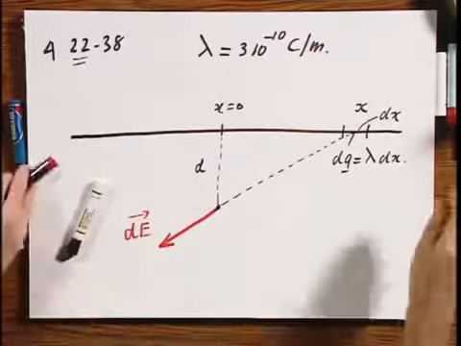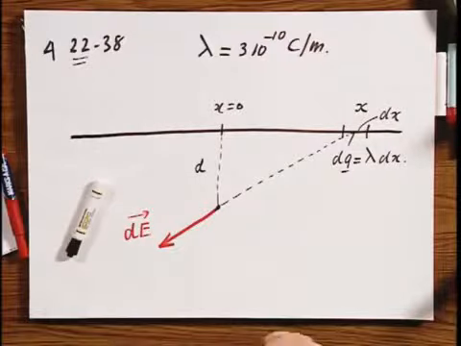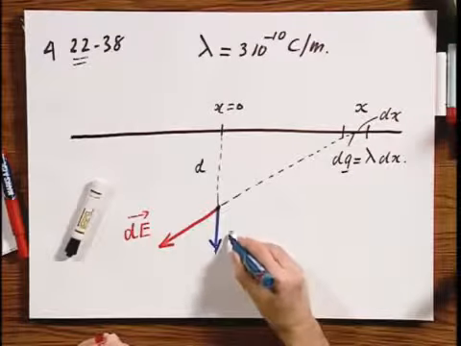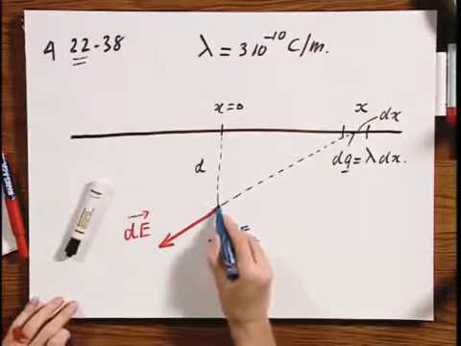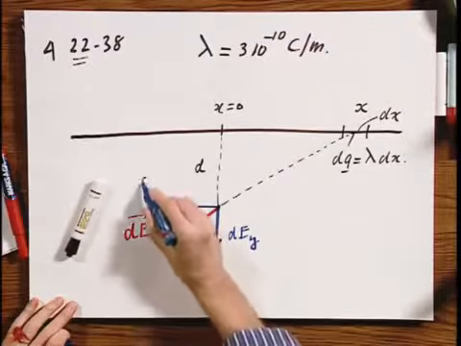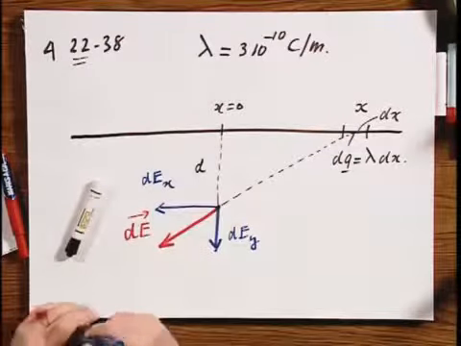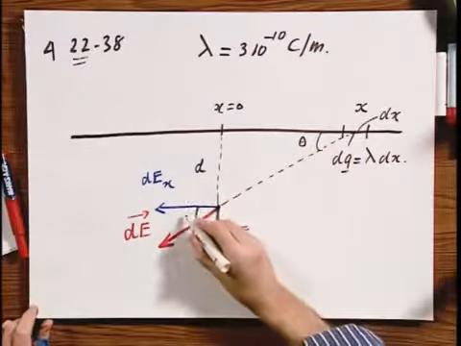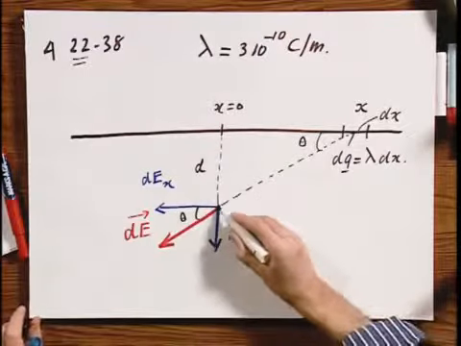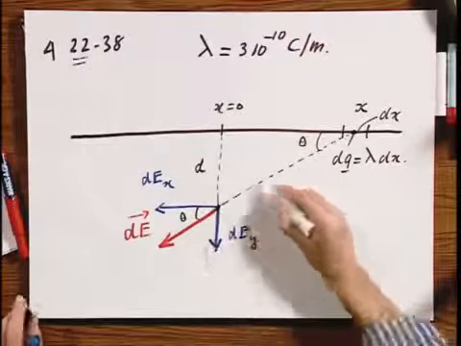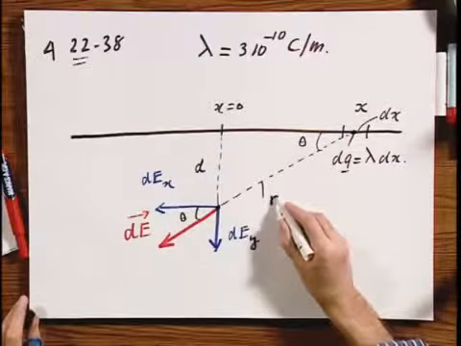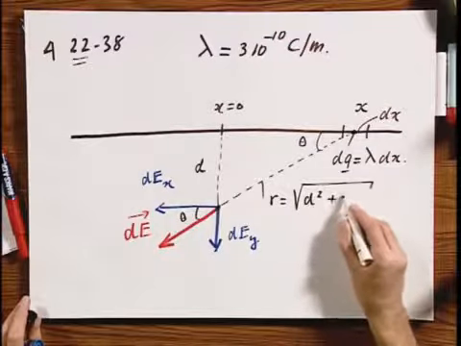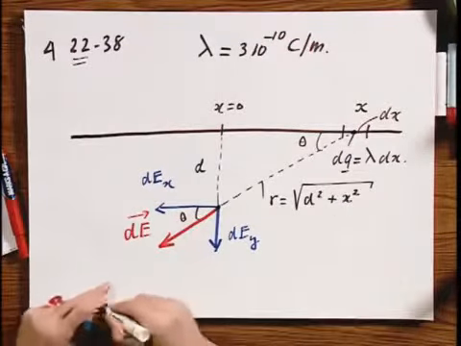It is a vector. And I can decompose that into this direction, the y direction, so this would be dE y, and I can decompose that into this direction, which would be dE x. And we have an angle theta here, and we have an angle theta there. And this distance from this point to this charge, I will call that little r, equals the square root of d squared plus x squared.